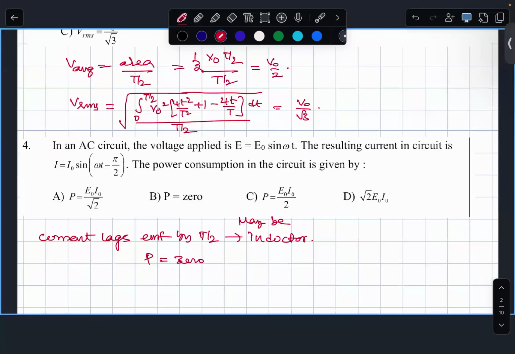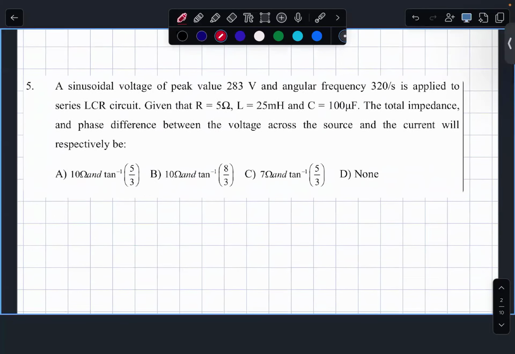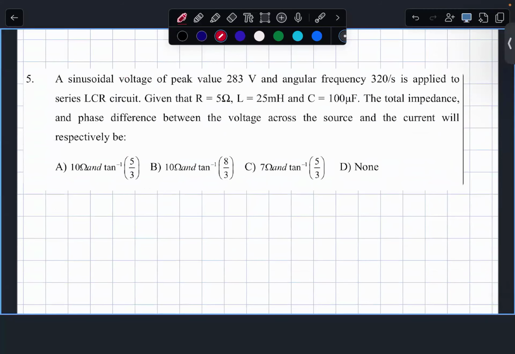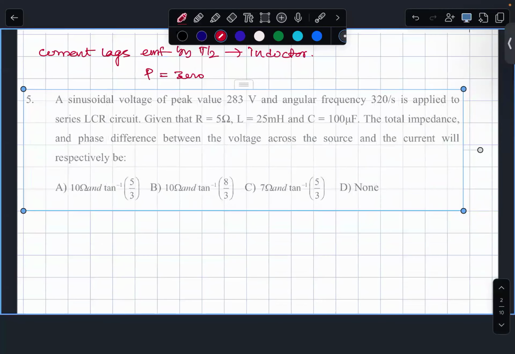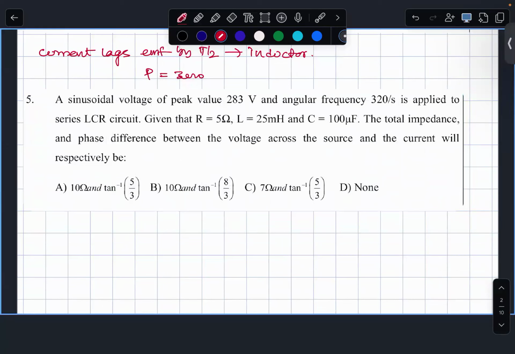A sinusoidal voltage of peak value 283 volt, angular frequency 320 per second is applied to the series LCR circuit. Resistance given, L given, C given. First, what is that you need to do anytime? Check the resonant frequency all the time, whether they are required or not.